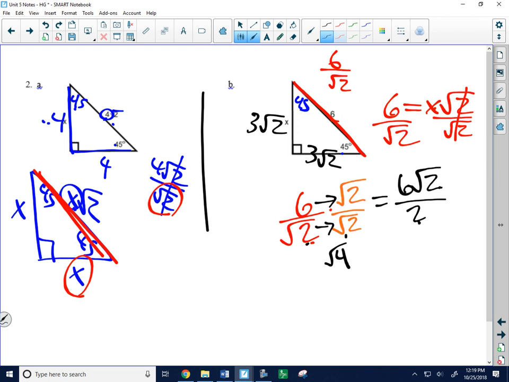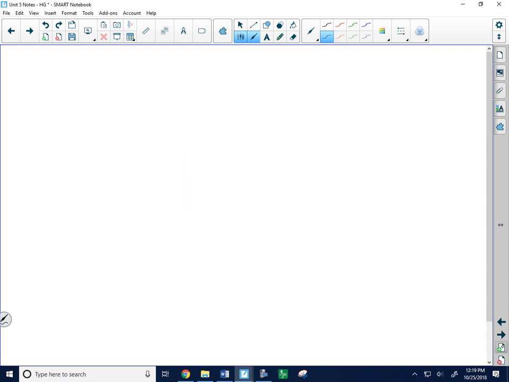Now, if they said round to the nearest tenth or something, well, you could have just stopped here, right? So you had 6 over radical 2. Just put it in your calculator. No need to rationalize. You could if you want. Okay, I have one other thing to show you about this shortcut. 6 divided by radical 2.